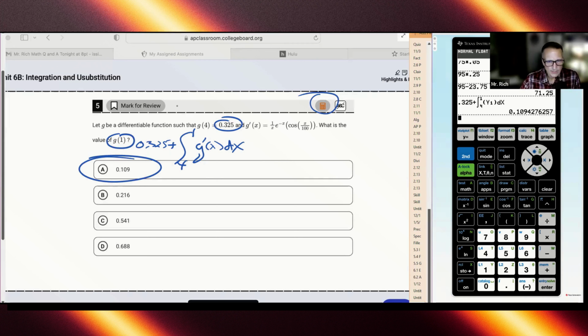Okay, so again, integrate your derivative function from the known x value to the x value at which you're trying to find the value of the function. And then add to that the initial value, 0.325 at that value of x right there. All right, hope that helps.